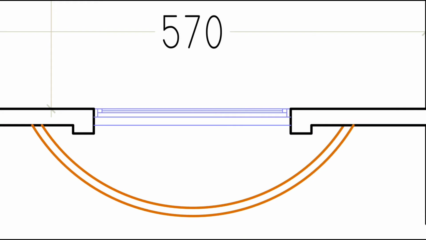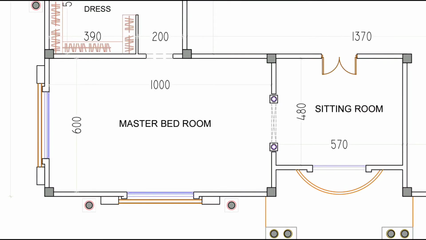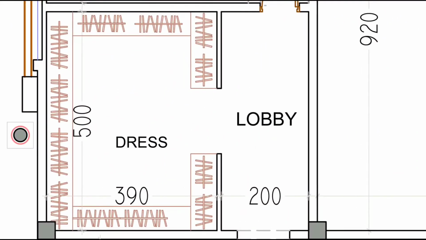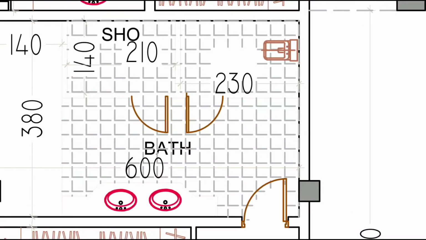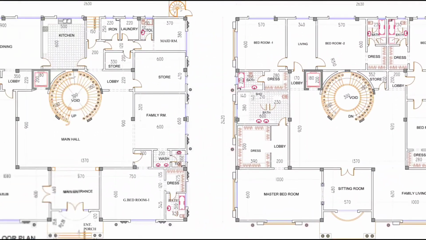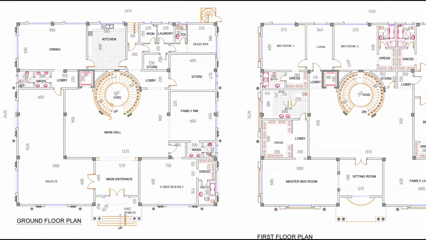This is our terrace. This is our small balcony, with a sliding door. Then this side we have a very wide master bedroom, 1000 by 600 centimeters, and this is a wide lobby and dress area. You can see a very wide dress area, 390 by 500 centimeters, and the bathroom has a jacuzzi, sauna, shower tray, everything arranged in a very proper way. This very wide bathroom is 600 by 380 centimeters. So that is the ground floor and first floor plan. You can see five bedrooms on the first floor, and two bedrooms, one family room and one guest bedroom on the ground floor. We have arranged everything in a very proper way.